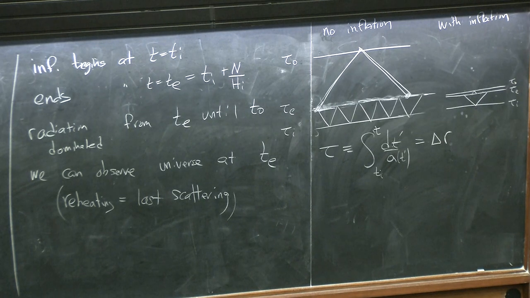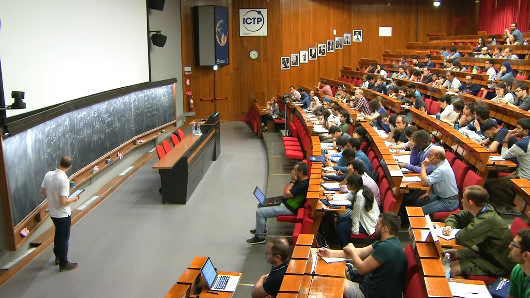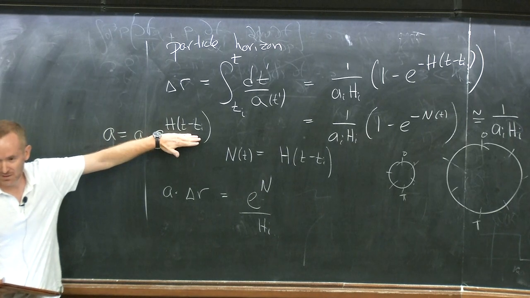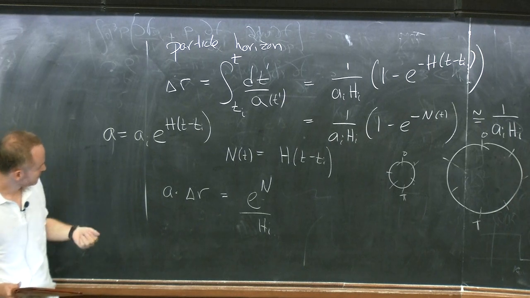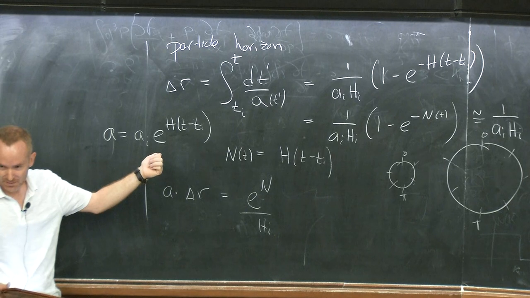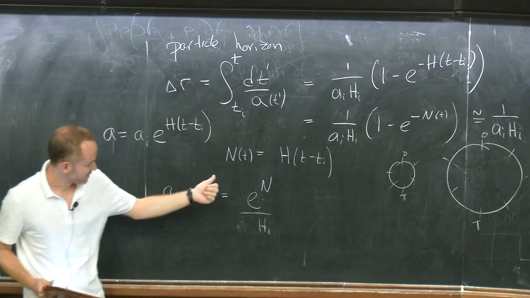I just erased the scale factor, but let me write it again. So A is some A initial e to the h times t minus t initial. So this is the radius of the universe. You can think of this. And n is just this exponent. So it's just how large this exponent is at time t. And so it tells you how big the radius of the universe is. Right? How big is it compared to where it started at the beginning of inflation? It's bigger by a factor of e to the n.